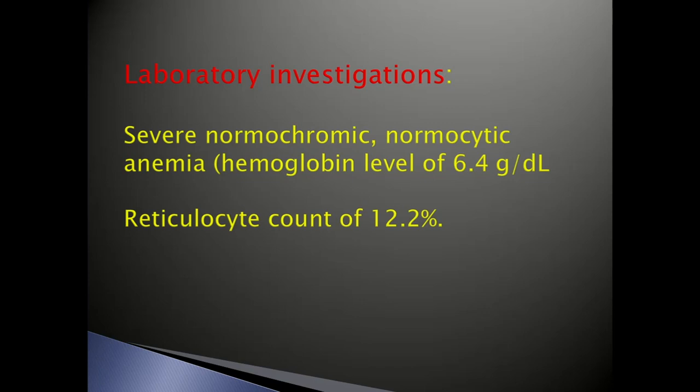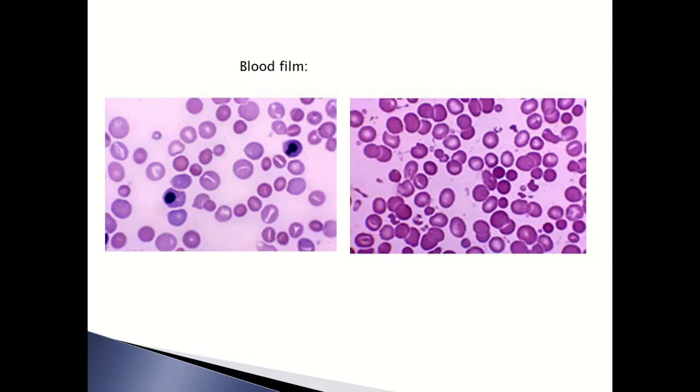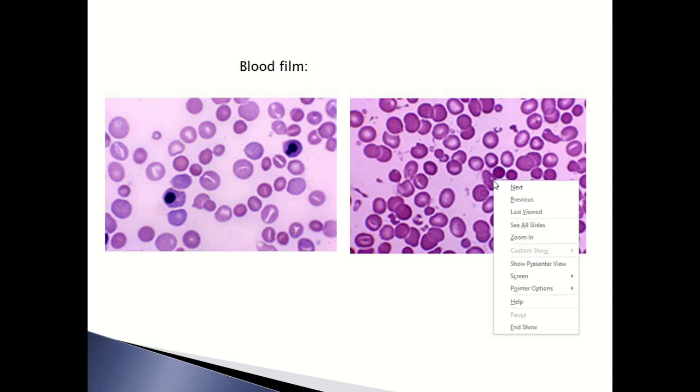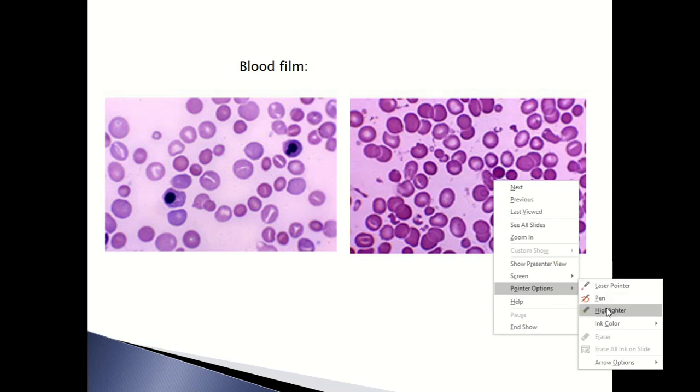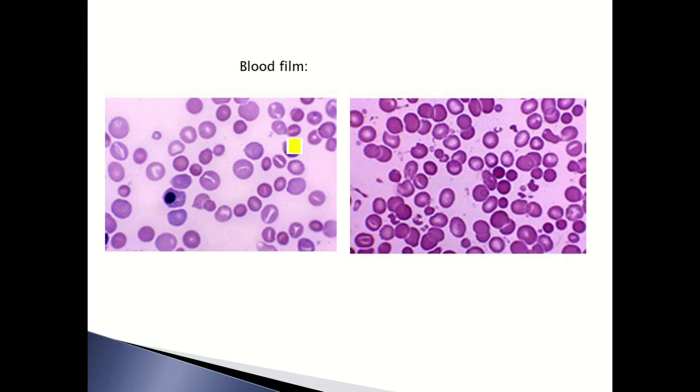The second thing is the reticulocyte count, which is 12.2. So it is far increased, because normally it is within 2.5 percent. Now the blood film. You can see various abnormal RBCs. This is a nucleated RBC, and this is again a nucleated RBC. These two are polychromatic RBCs. Here there is mild or faint discoloration, and here there is more intense discoloration. So there are polychromatic RBCs.